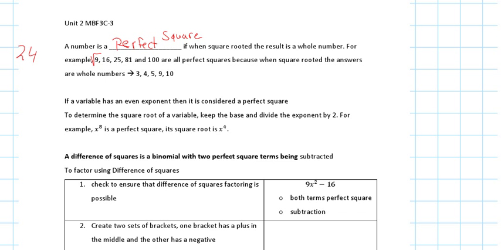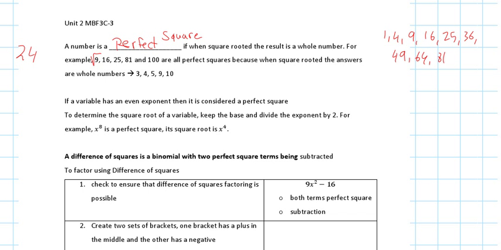You're going to have to recognize these perfect squares, and we talked about them. They're 1, 4, 9, 16, 25, 36, 49, 64, 81. These are the numbers that you're going to commonly see. These are perfect squares, because if I actually square root them, they're going to give me a whole number. Do you guys understand that?